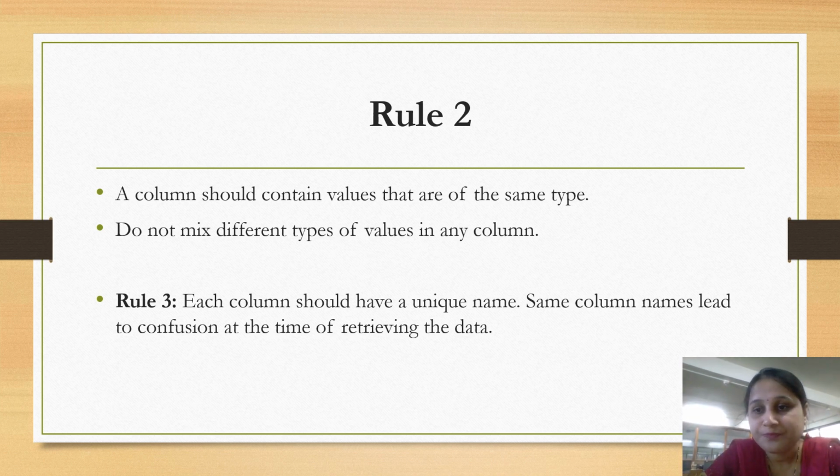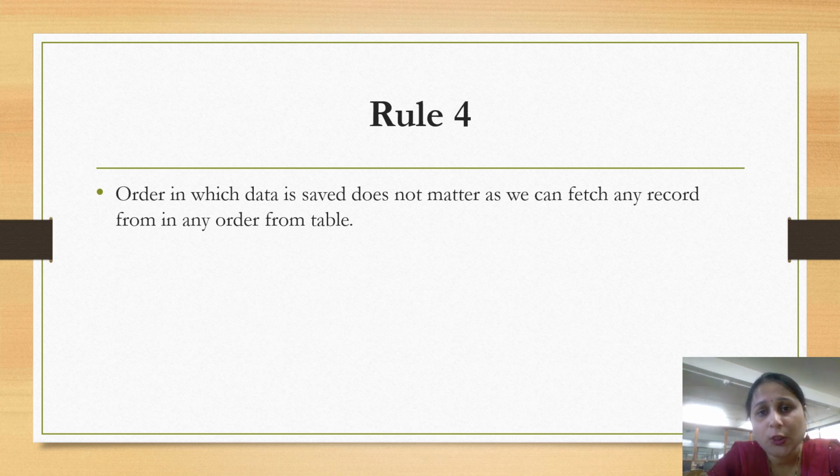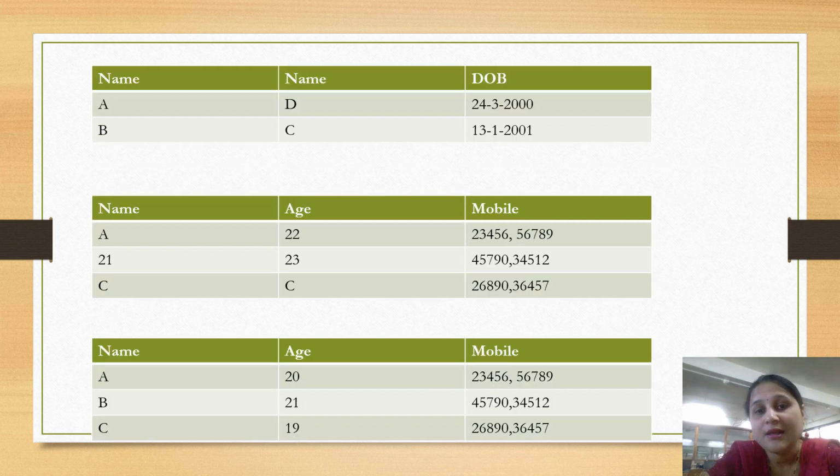Now let's check the fourth rule. Rule 4 says that you can store your data in any order, that doesn't matter because we can fetch any record that we want. Now students, let's check the examples and see how these rules are implemented in the first normal form. I have three tables here. In the first table you can see name and date of birth.